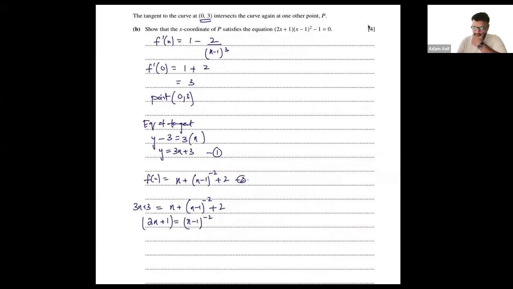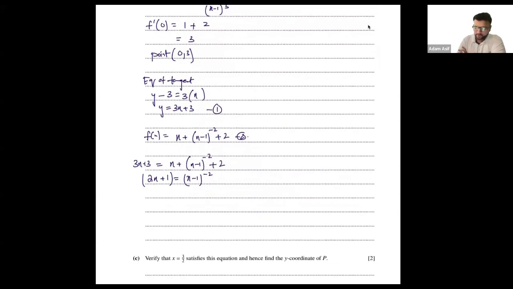F of x was 3x plus 3. और हमने इसको इक्वेट कर दिया x plus (x minus 1) to the power of minus 2 plus 2 से. Now that becomes 2x, that becomes 1, and this is equal to (x minus 1) to the power of minus 2. Got it till here?